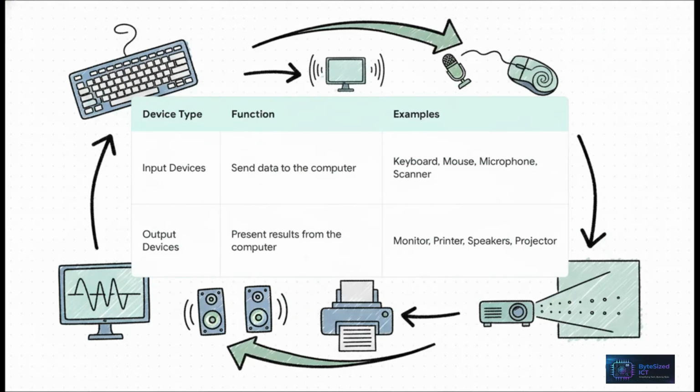This chart here lays it all out pretty perfectly. On one side, you have input devices. Their one job is to send data to the computer, things like your keyboard and mouse. And on the other side, you have output devices, and their job is to present results from the computer, like your monitor and speakers. It's the complete picture of our two-way conversation.